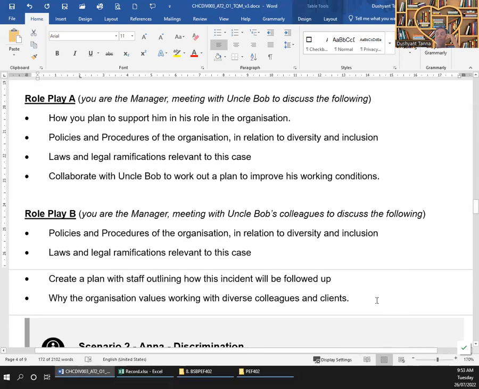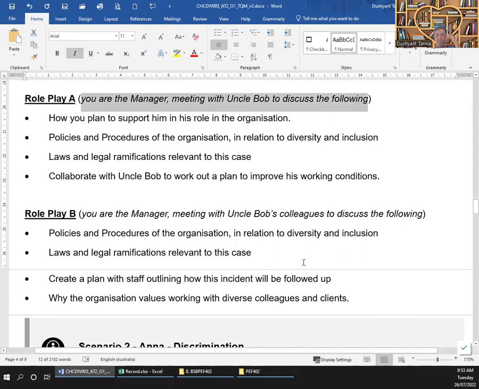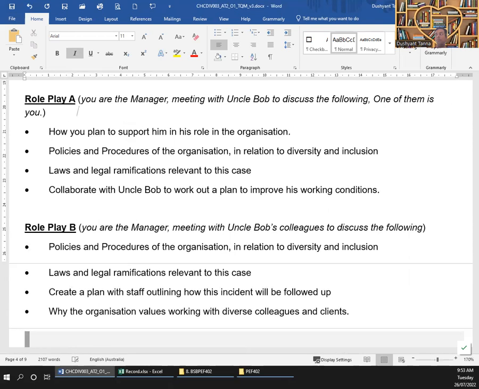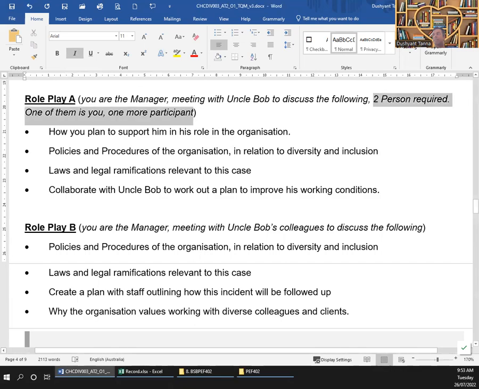Now read this part very carefully. It's part A and B, role play A and B. You are the manager meeting Uncle Bob to discuss the following. So here you need 2 participants, right? I can write here, 2 participants. One of them is you, and one more participant. Two persons required. I just write it in a way so it helps you.